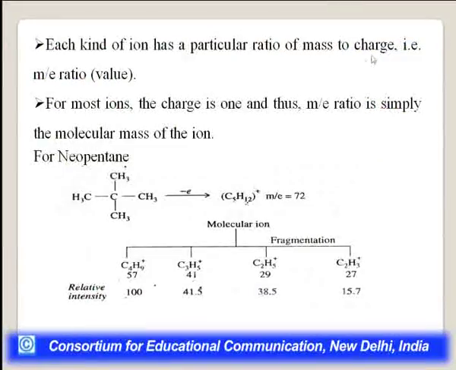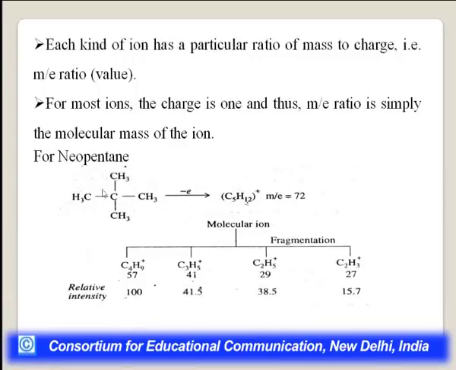Each kind of ion has a particular ratio of mass to charge. We can say m by e ratio. For most ions, the charge is 1. So we can say the m by e ratio is simply the molecular mass of the ion and nothing else. Here you can see an example.